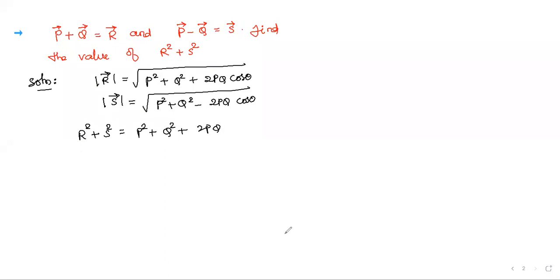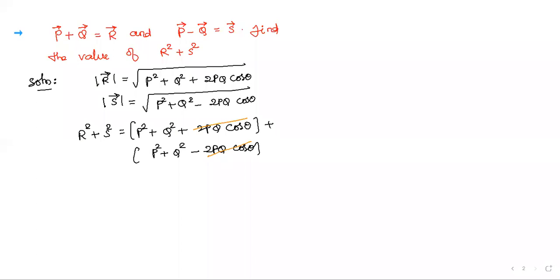Plus S square, which is the squaring of this one: P square plus Q square minus 2PQ cos theta. By adding these two, minus 2PQ cos theta plus 2PQ cos theta get cancelled. Positive and negative cancel.